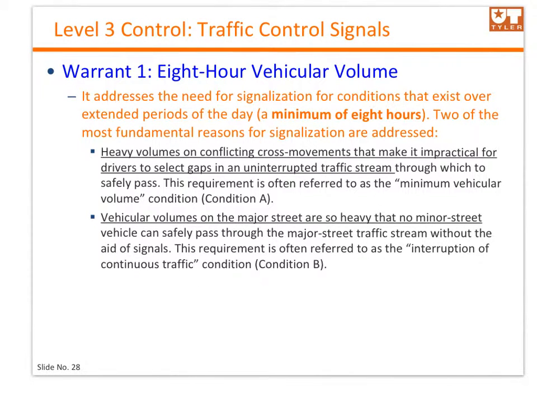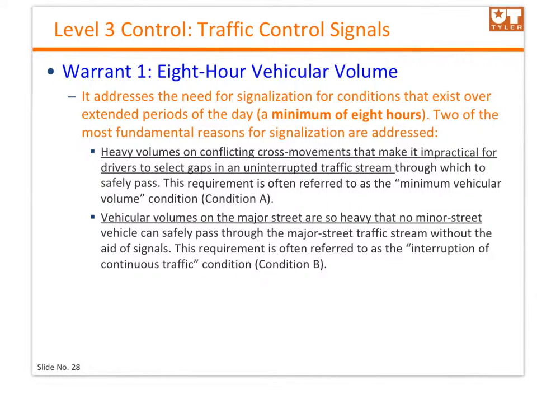So warrant 1 has to do with the 8-hour vehicular volume. It tries to address the need for signalization for conditions that exist over an extended period of the day, a minimum of 8 hours. 2 of the most fundamental reasons for signalizing have to be addressed under this warrant.